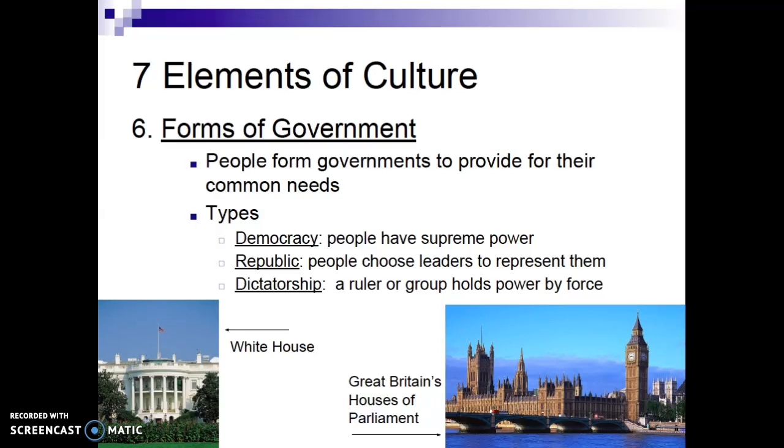Number 6 is the forms of government. We need government. It helps give us the rules by which we are guided. There are 3 different types of government. Democracy, where the people have the supreme power. Republic, where people choose their leaders to represent them. And then a dictatorship, where a ruler or group holds the power by force. In the United States, we have a democracy. We pick our leader, but yet we have the supreme power to say we don't want those leaders anymore.